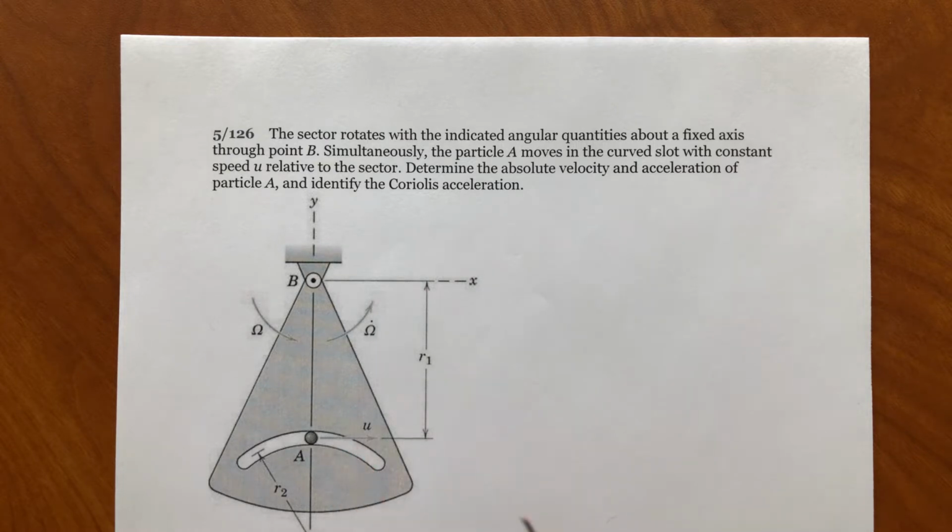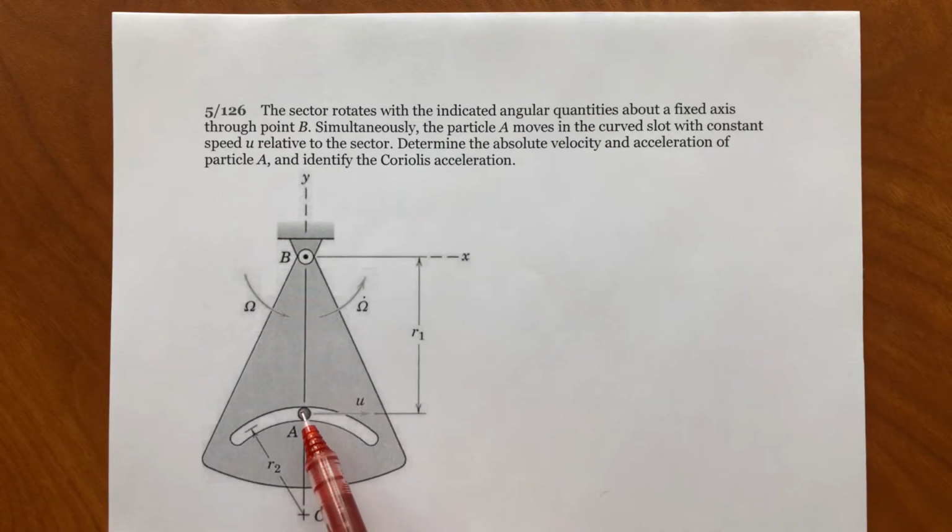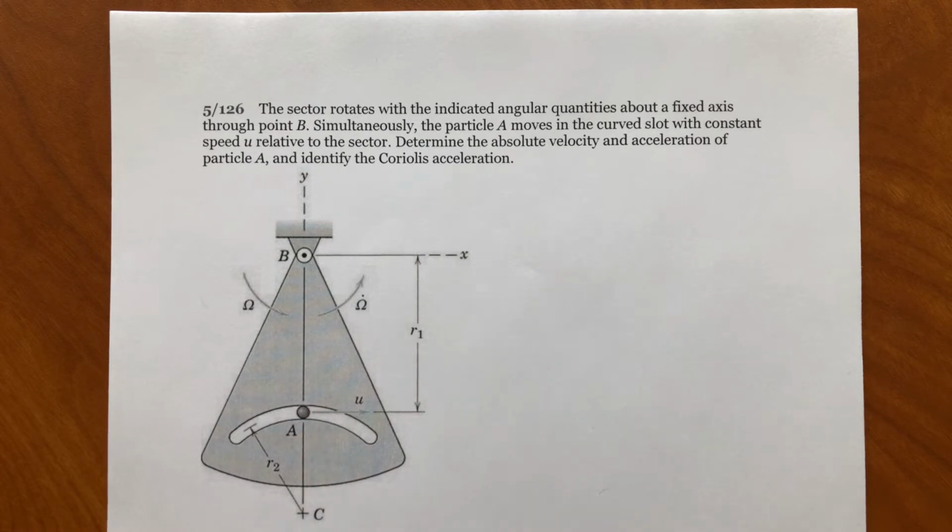u is going to be a given number. And the question is, what is the actual velocity of this point, this ball, and also the actual acceleration of it? Keep in mind, this u is the velocity with respect to this part, to this sector. Okay?